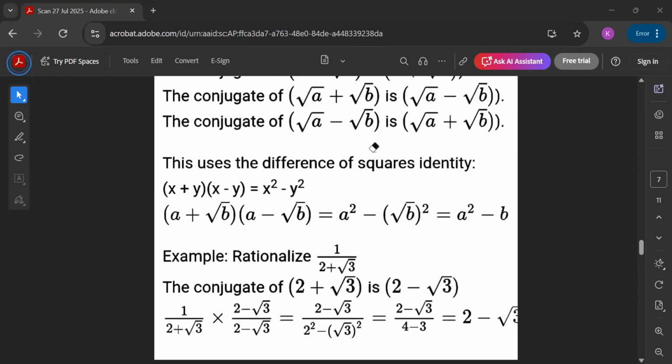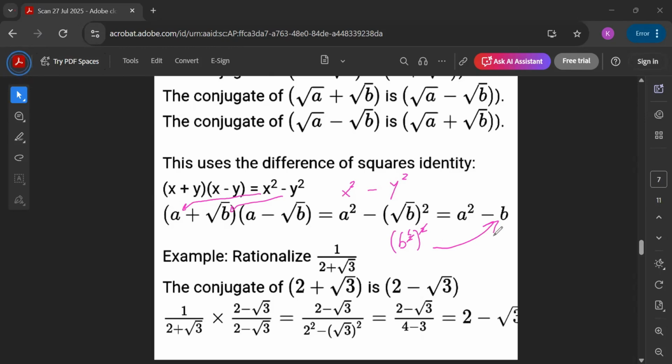This identity is going to be used quite many times while rationalizing binomial surds. A plus root b, a minus root b. So your x is a and your y is root b. That is how it becomes x square minus y square, meaning a square minus root b square. Now, root b square, again we must have an idea that square root means power half. These two can cancel and we get only b. Or we can directly know that if we take the square of a root, it will cancel and you will get this answer.